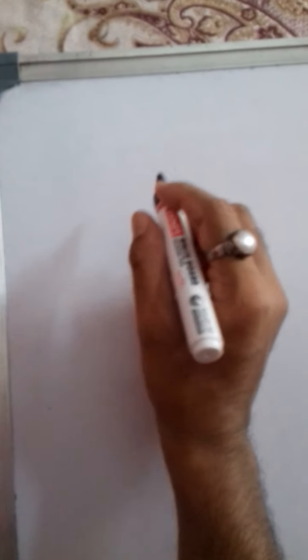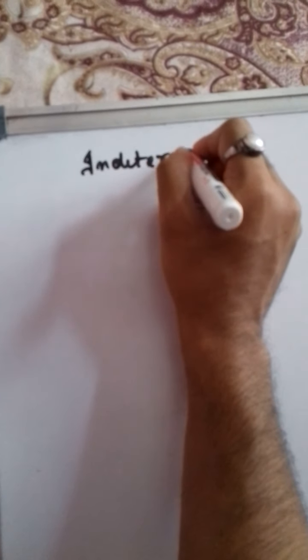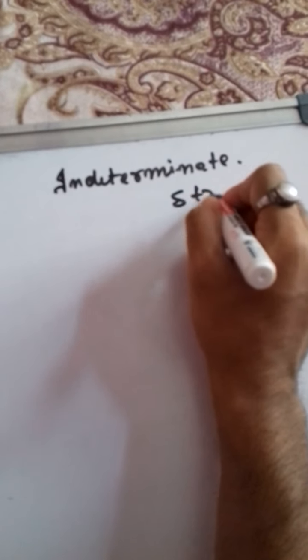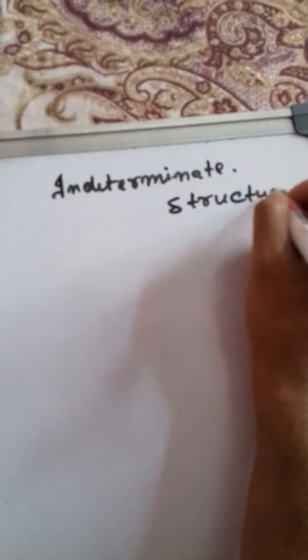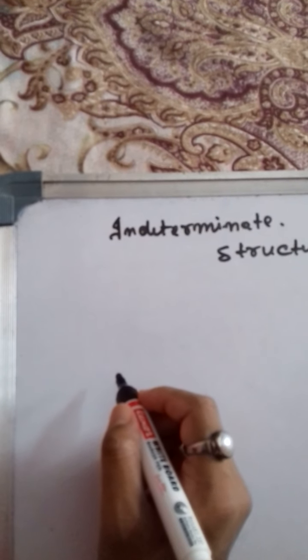Okay. See, in the last class we have studied some of the basic concepts of structural analysis. Today we are going to cover a very important concept, that is indeterminate structures. Now, in the last class we had mentioned that there can be two kinds of indeterminacy.